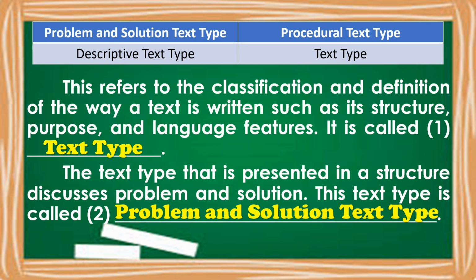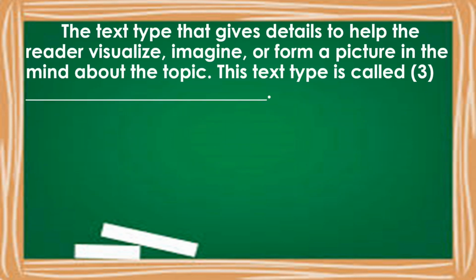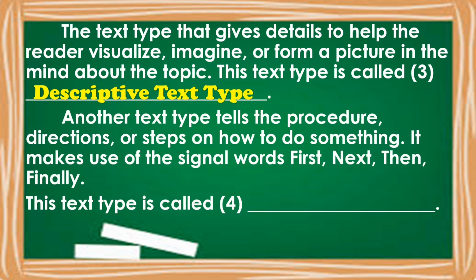The text type that gives details to help the reader visualize, imagine, or form a picture in the mind about the topic. This text type is called descriptive text type. Another text type tells the procedure, directions, or steps on how to do something. It makes use of the signal words first, next, then, and finally. This text type is called procedural text type. Very good.